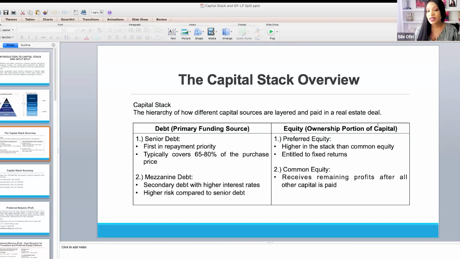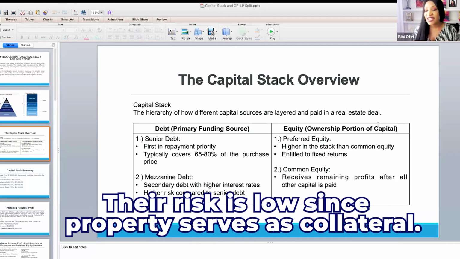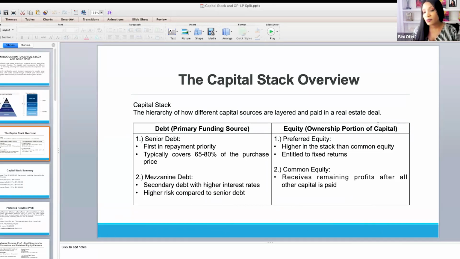But when you get it, typically it's between 65 to 80% of the purchase price and is the highest priority. And in terms of risk, their risk is very low because if anything happens, your property becomes the collateral for them. So let's say you're not able to pay them, they take it as the collateral for what you owe them. So that is why it is regarded as a low risk kind of capital stack.